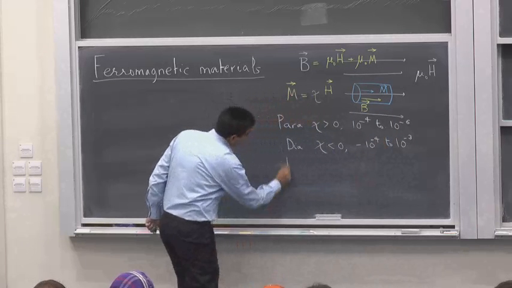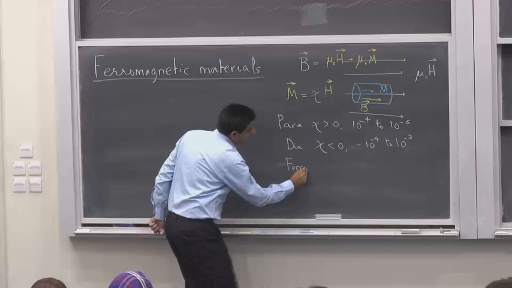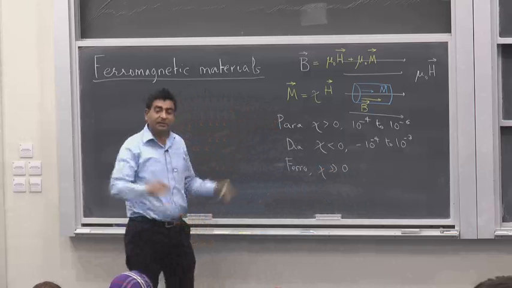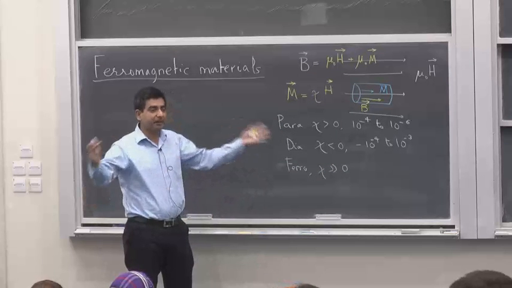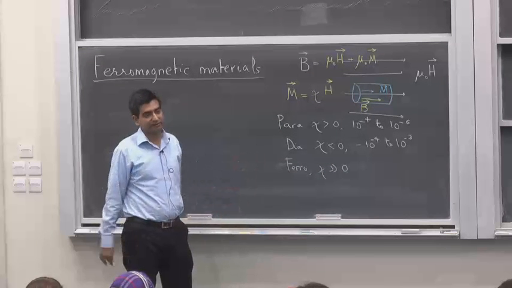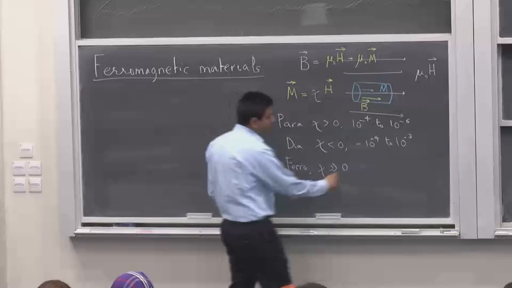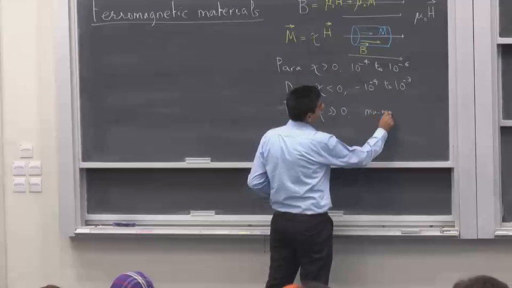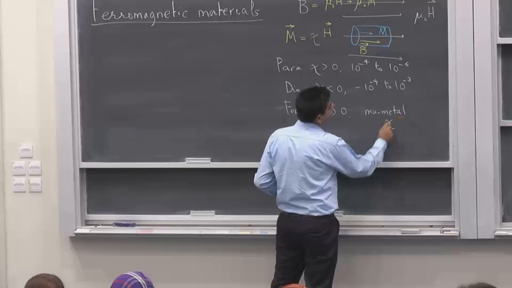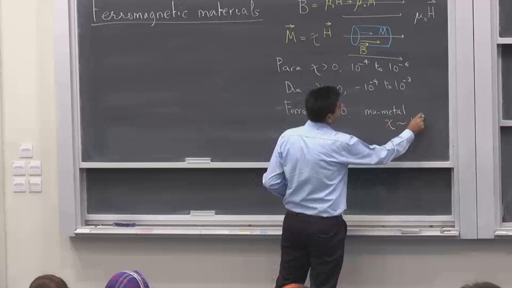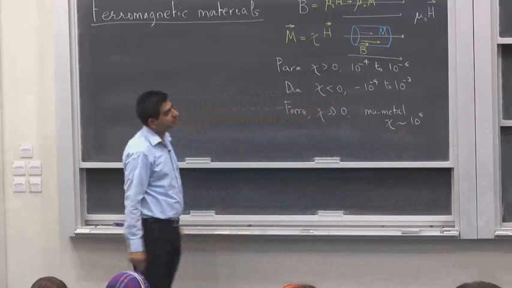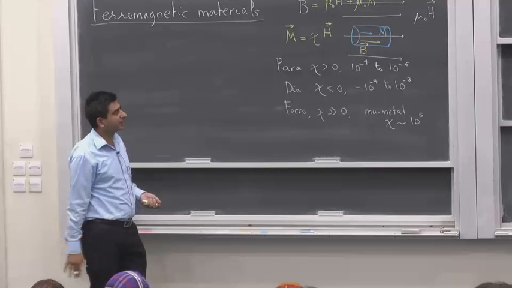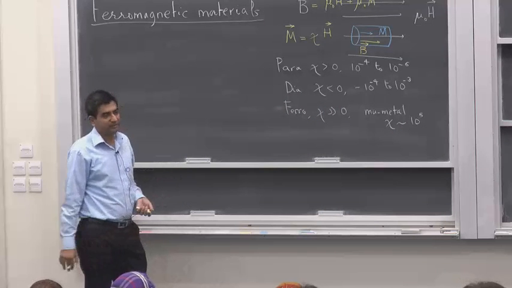For ferromagnets, chi is much larger, positive, and a big number. It can be in the thousands. For example, for an alloy such as mu metal, chi can approach 10 to the power 5. It's really large. So these were the constitutive relationships that we encountered in the previous lecture.